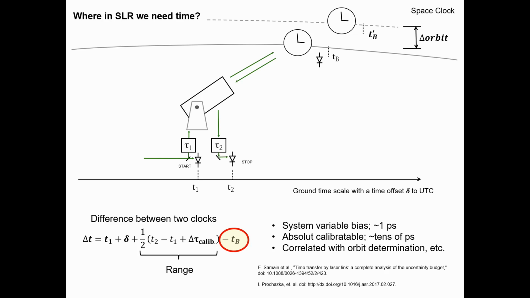But when we talk about these biases on the orbit, the current technology allows us to time-tag the onboard signals, onboard pulses, with system-variable biases within 1 picosecond, and with the absolute calibration at the level of tens of picoseconds, which can also help to disentangle, so decorrelate, the orbit and the clock parameters.